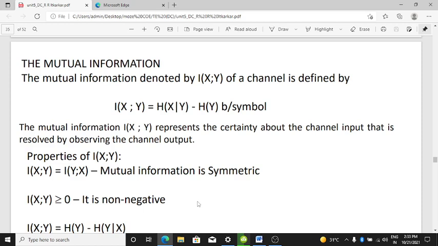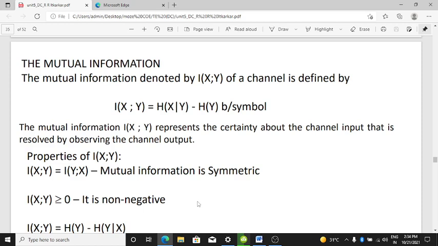The mutual information denoted by I of x,y of a channel is defined by I of x,y is equal to H of x minus H of x given y, in bits per symbol. The mutual information I of x,y represents the uncertainty about the channel input that is resolved by observing the channel output. Properties of I of x,y.